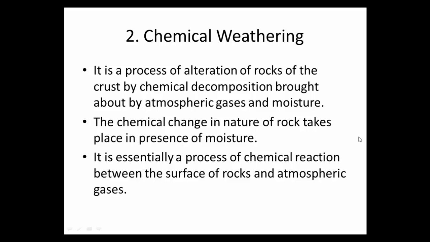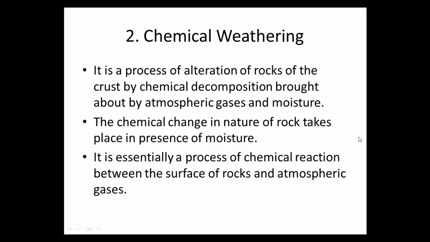First we need to know what chemical weathering is. Chemical weathering is the process of alteration of the rocks of the crust by chemical decomposition brought about by atmospheric gases and moisture. It's the chemical reaction that takes place between the rock surfaces and the gases present in the atmosphere. The gas may be carbon dioxide, nitrogen, hydrogen, or oxygen.